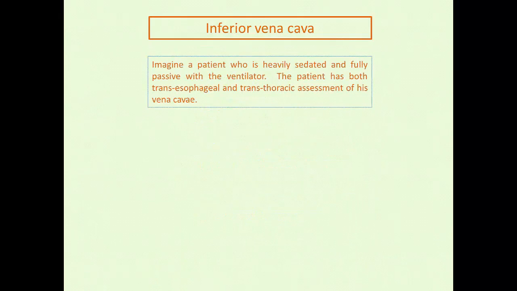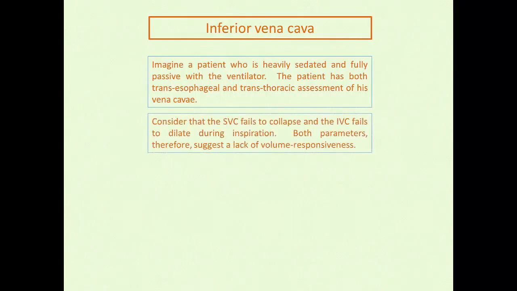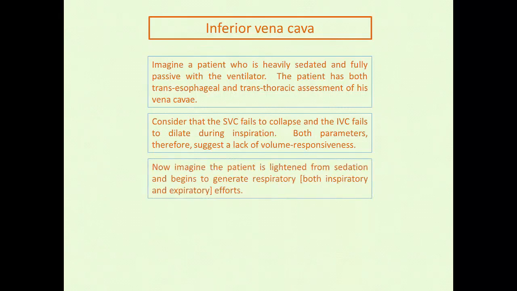So imagine a patient who is heavily sedated and fully passive with the ventilator. The patient has both a transesophageal and transthoracic assessment of his vena cava. Consider that the SVC fails to collapse and the IVC fails to dilate during inspiration. Both parameters therefore suggest a lack of volume responsiveness. So let's, for argument's sake, say this patient is not volume responsive based on this data. Now imagine the patient is lightened from sedation and begins to generate respiratory efforts, both inspiratory and expiratory.